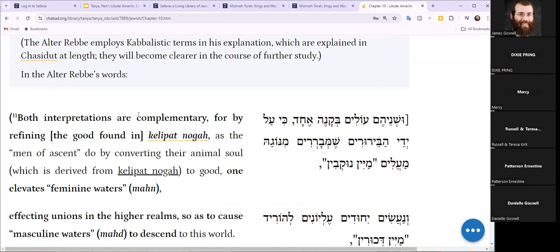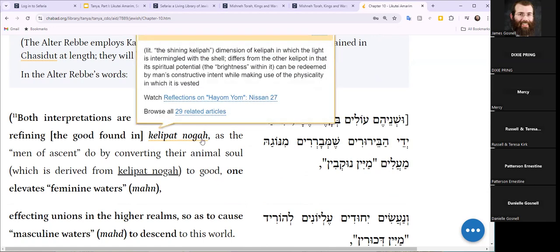In the Alter Rebbe's words, both interpretations are complementary, for by refining the good found in Klipat Noga, I want to read this. Literally the shining klipa, the illuminated shell. The mention of klipa in which the light is intermingled with the shell differs from the other klipot in that spiritual potential, the brightness within it, can be redeemed by man's constructive intent while making use of the physicality in which it is vested.